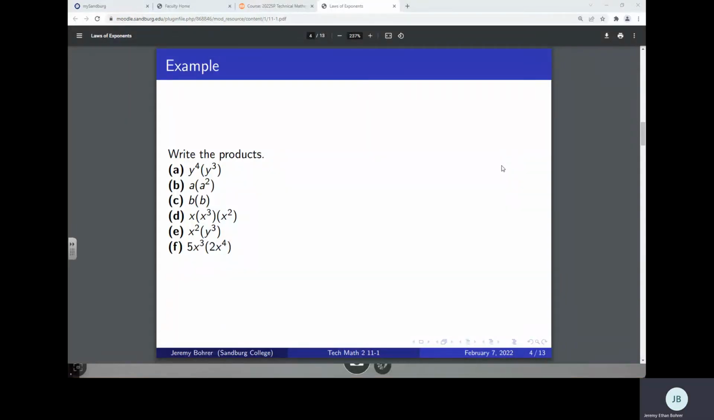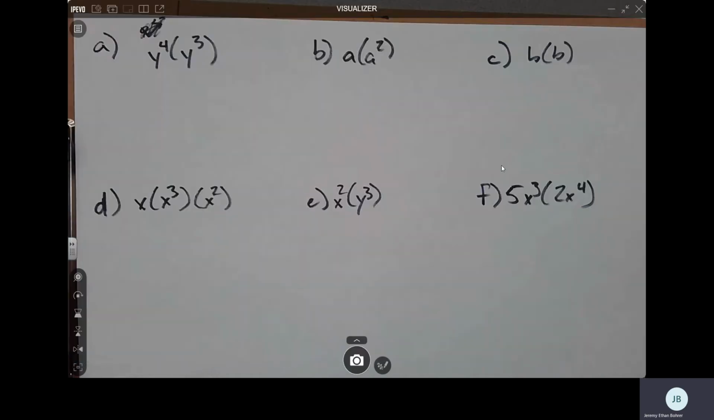In this video, we are going to look at the problems in the chapter 11-1 slides. So we'll start here on page 4. We want to write these products. I've written all of these problems on a separate page so that we can do this without having to flip back and forth. So here we go.